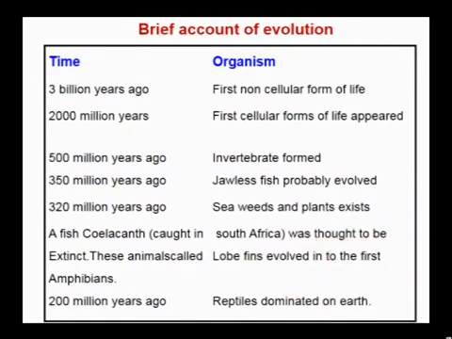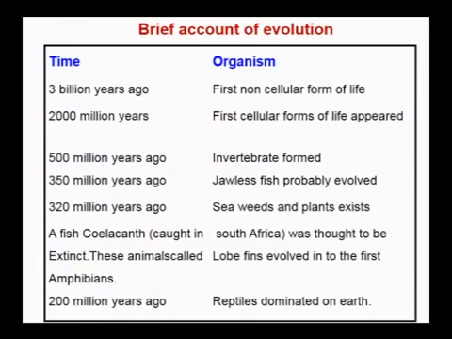Coming to the brief account of the evolution of different life forms. About 3 billion years ago, the first non-cellular form of life evolved. 2000 million years ago, the first cellular forms of life appeared. 500 million years ago, invertebrates were formed. 350 million years ago, jawless fish probably evolved. 320 million years ago, seaweeds and plants existed.